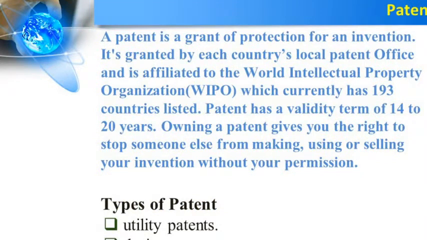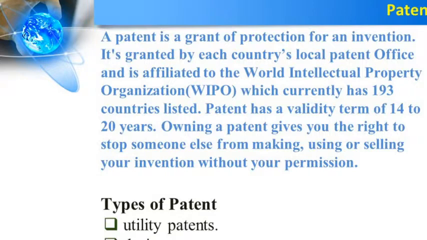The first is patents. We will cover patents in this. A patent is a grant of protection for an invention. It is granted and governed by each country, which are registered or affiliated by the World Intellectual Property Organization (WIPO). WIPO has 193 member states or countries registered with it.